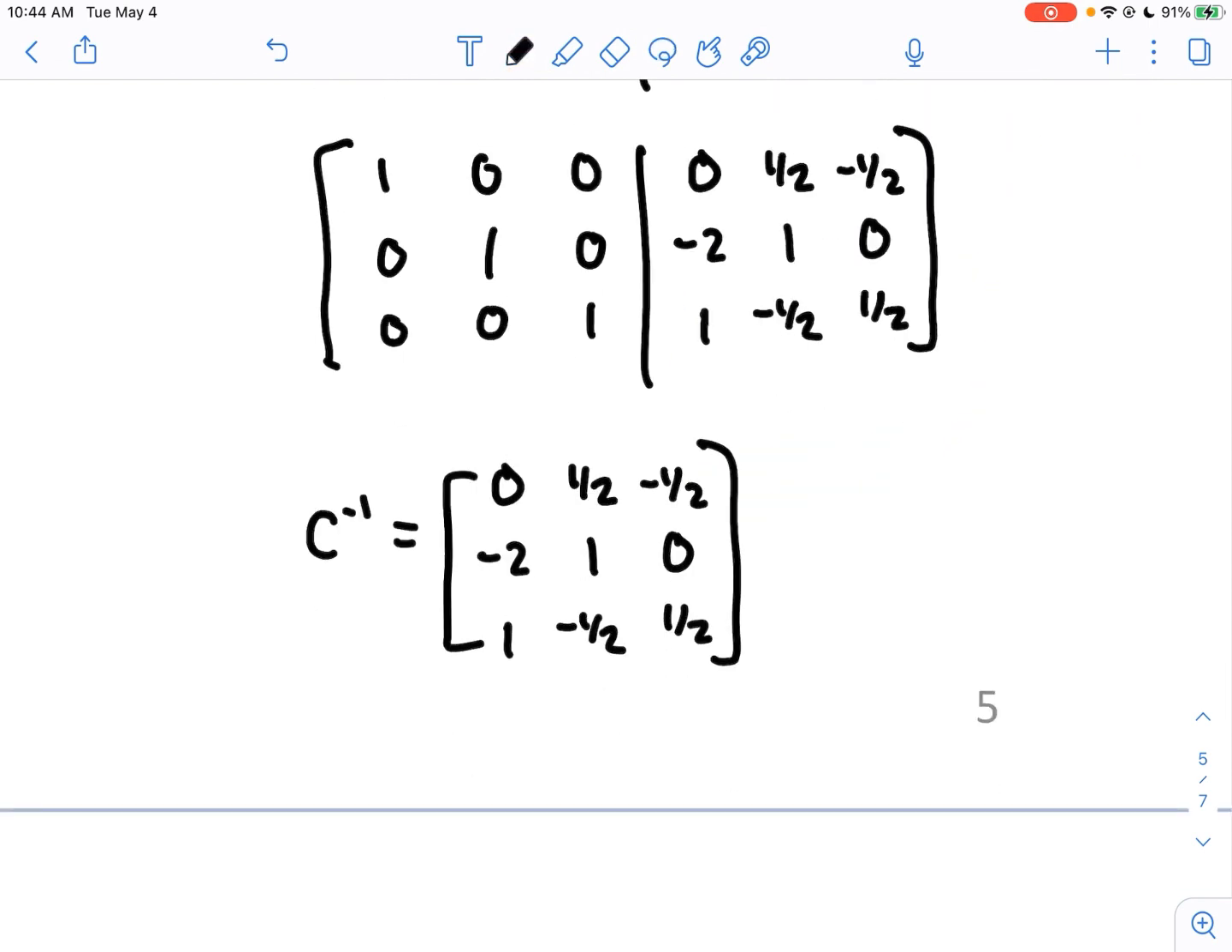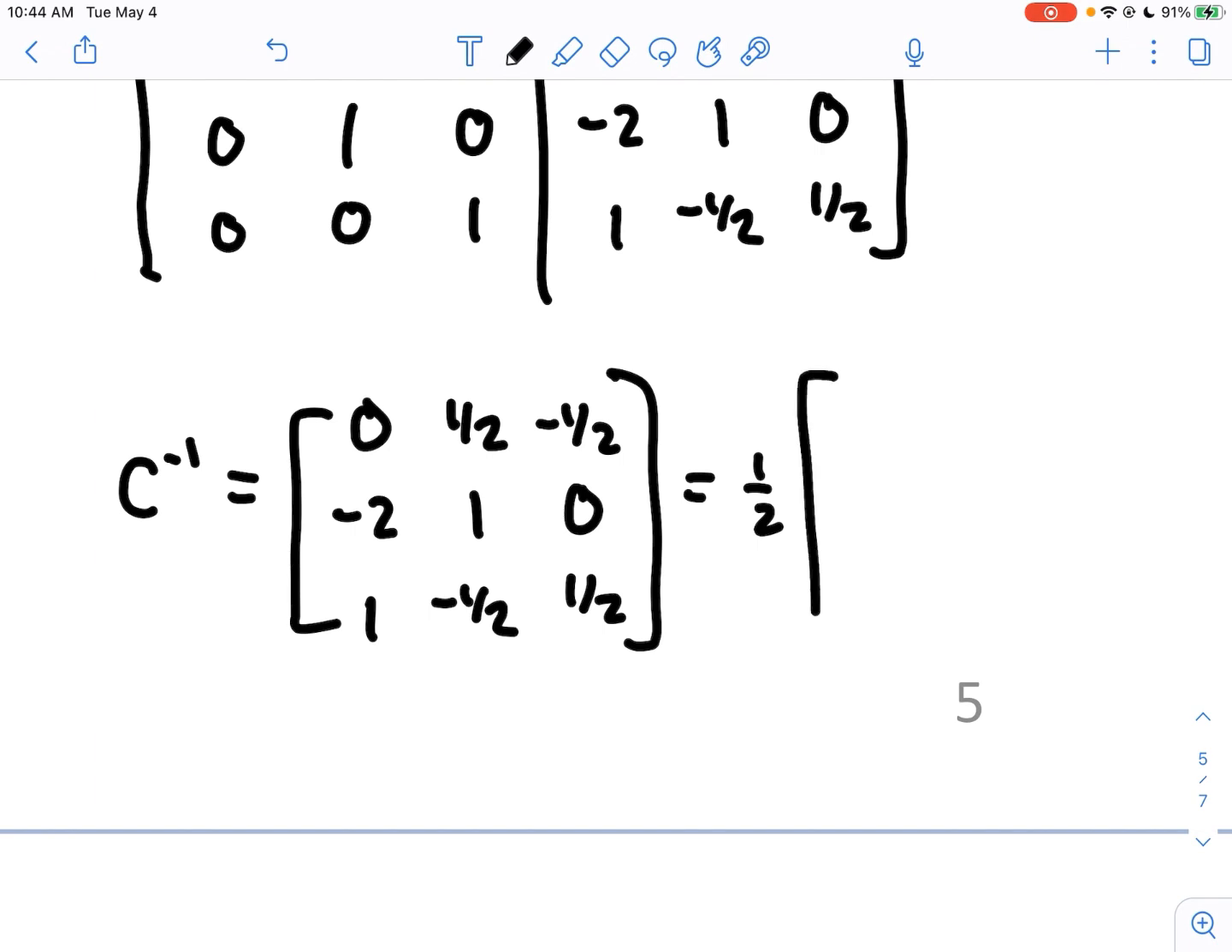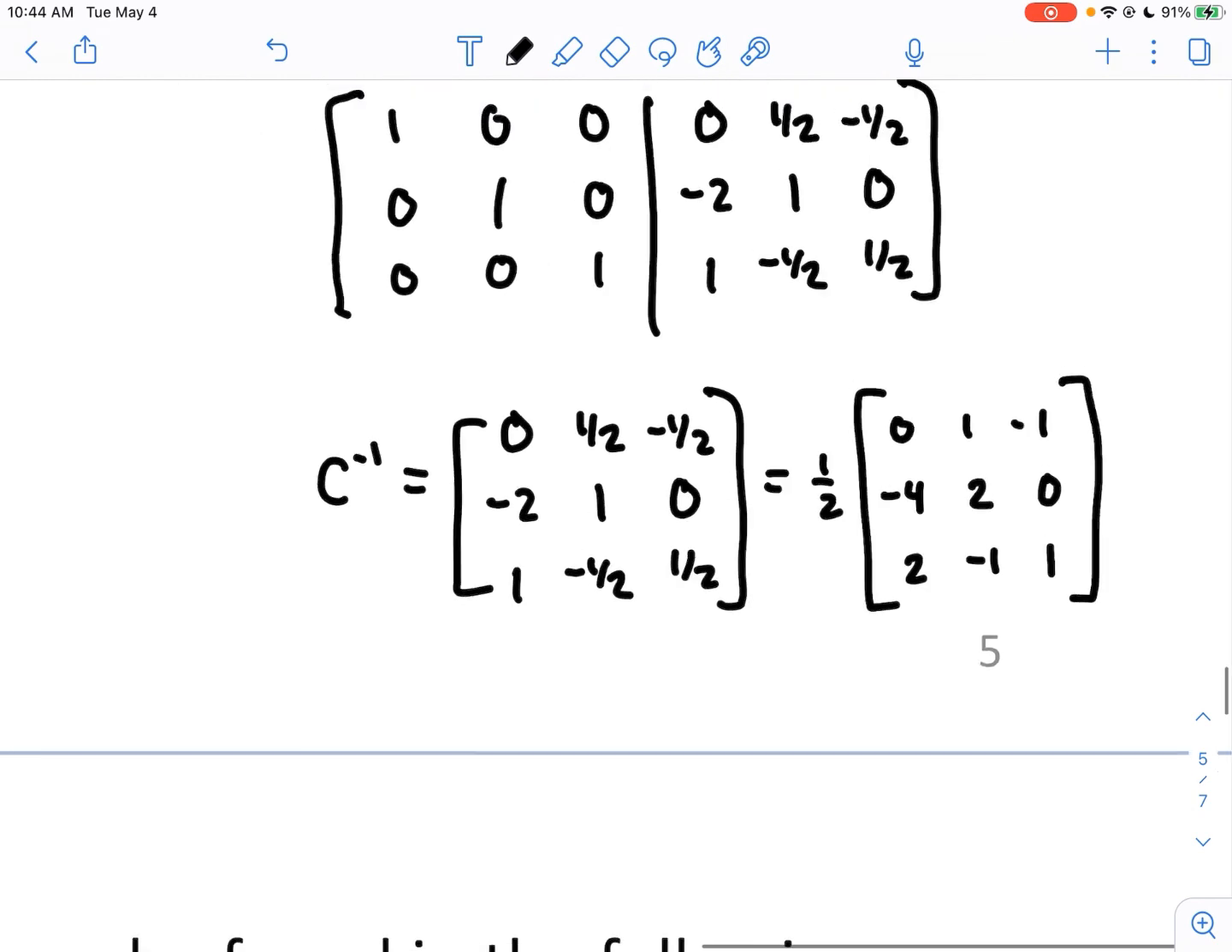And sometimes if there's a common fraction in all these, factor out a 1/2 and then rewrite this matrix so that there's no fractions inside of it. So factor out 1/2 from all the entries. So we have 0, 1, -1, if I factor a half out of -2, it's going to become -4. In other words, just double all the entries on the inside now. So here's one way to write our inverse.